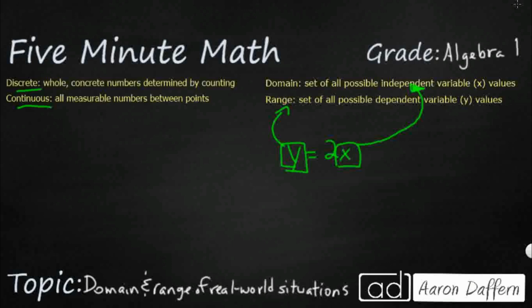Sometimes we'll get discrete data. We'll look at that in just a moment, to where it's not all decimals and all rational numbers and real numbers between 2 points. It's just counting numbers. Whole concrete numbers determined by counting. So let's look at our first example.